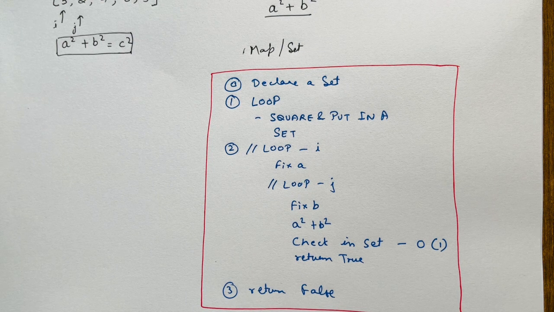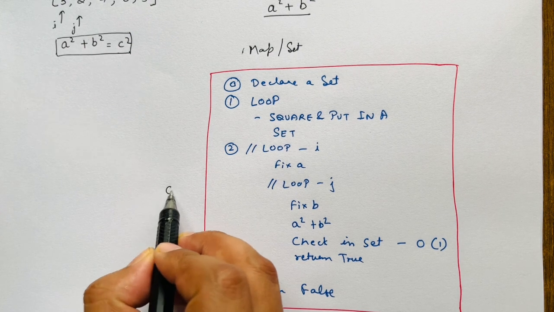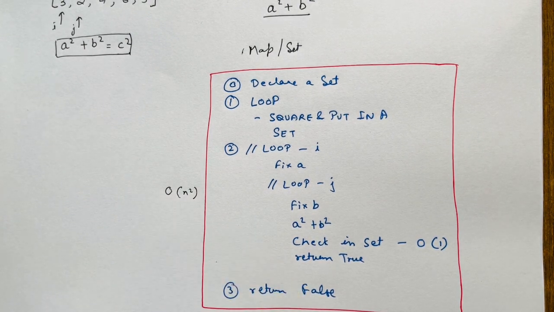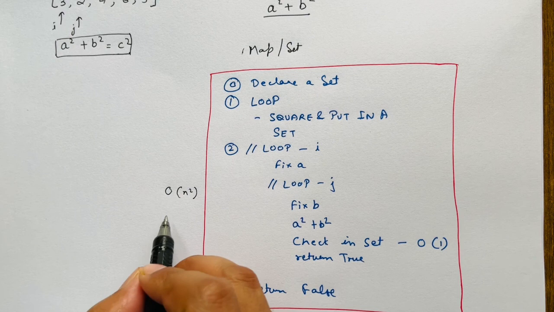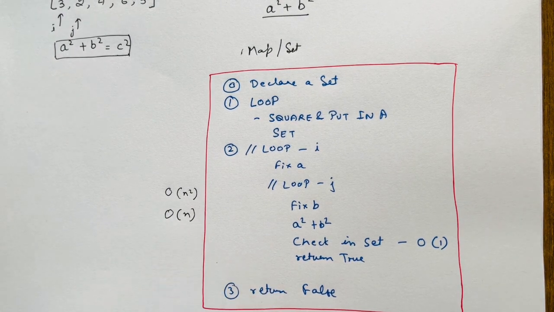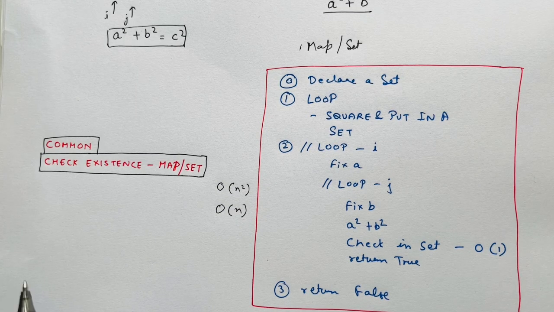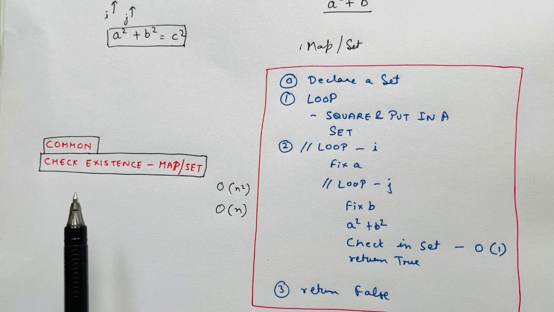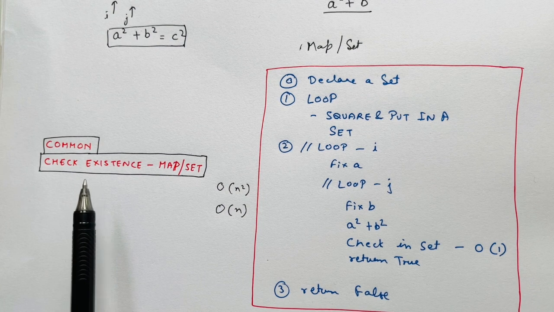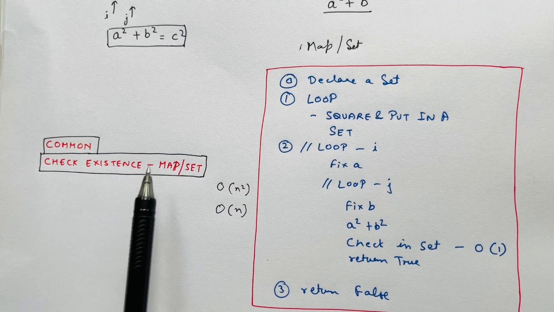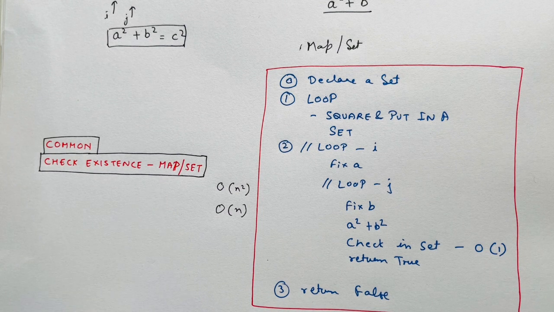What will be the time complexity of this algorithm? It will be now big O of n square because we are running only 2 nested loops. But what will be the space complexity here? The space complexity will be big O of n because we are now using a set. This is a very common technique that we can use in multiple problems. Whenever we have to check existence or non-existence of something, we can use the data structure map or set, because it will return that in big O of 1 time.